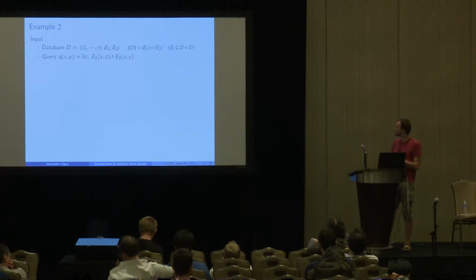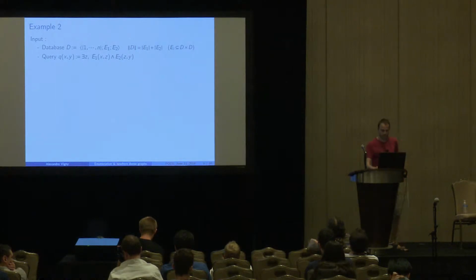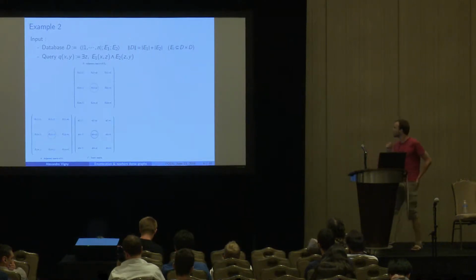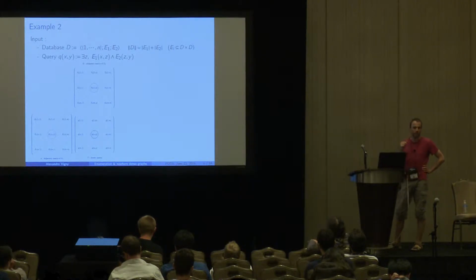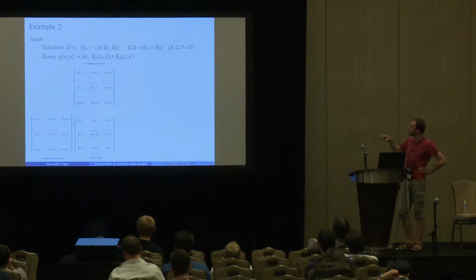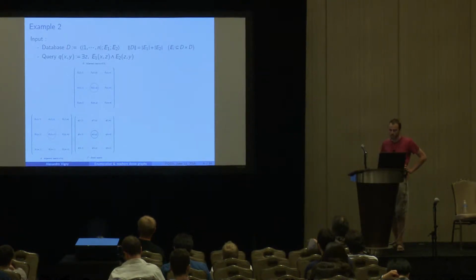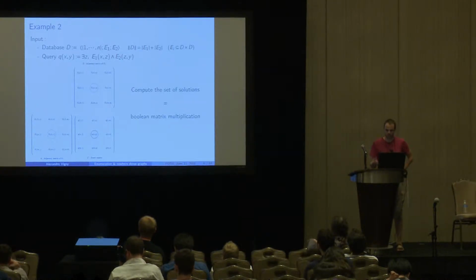And here it's way more complicated, because we can see that it is actually encoding the Boolean matrix multiplication. (X, Y) is a solution if and only if there is a Z such that X is related to Z and Z is related to Y. So this is the Boolean matrix multiplication. What will happen if we have an algorithm to enumerate this query efficiently? This will compute exactly the Boolean matrix multiplication.